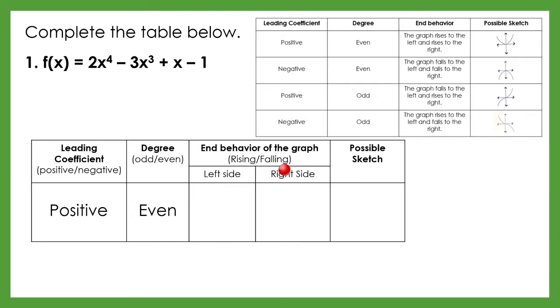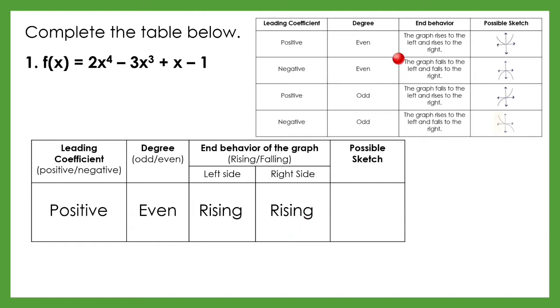So, balikan natin yung table natin kanina. So, ito yung 4 cases natin na ginagamitan ng leading coefficient test. So, hanapin lang natin nasaan yung leading coefficient na positive at degree ay even. So, leading coefficient is positive, degree is even. So, ang end behavior ng graph, the graph rises to the left and rises to the right. So, parehong rising. So, dito sa left side, ang isasagot natin is rising. And sa right side, that is also rising. Since the graph rises to the left. So, rising sa left. And then, rises to the right. So, rising din dito sa right side.